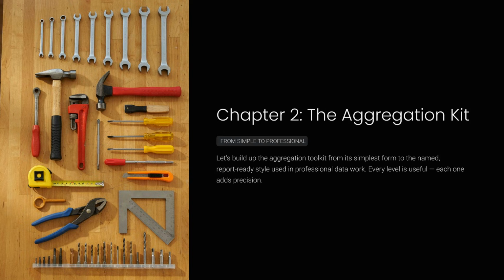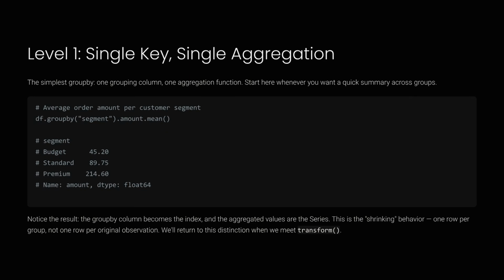Now let's build your aggregation kit. We will start from simple summaries and progress to professional, report-ready syntax that adds precision to your data work. Level 1 is the single key, single aggregation GroupBy. This is your go-to for quick summaries. Notice how the result is a series, shrinking your data down to one row per group.